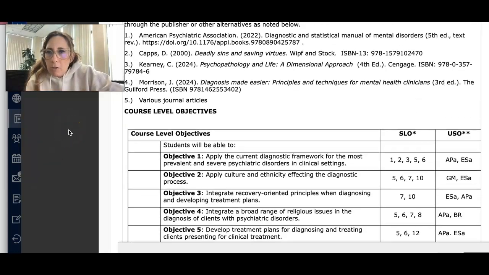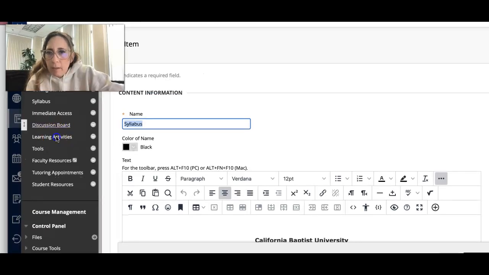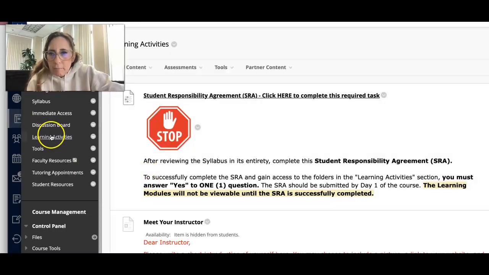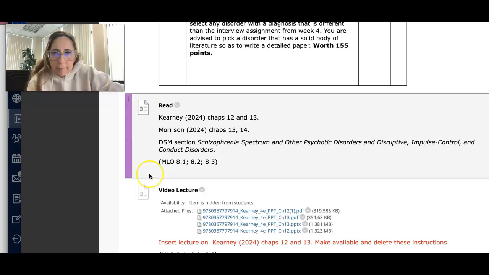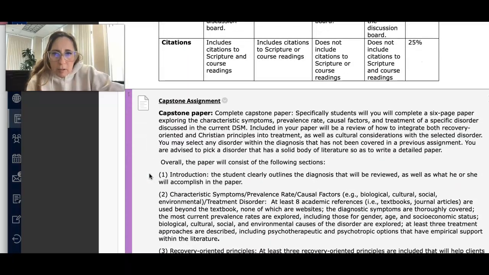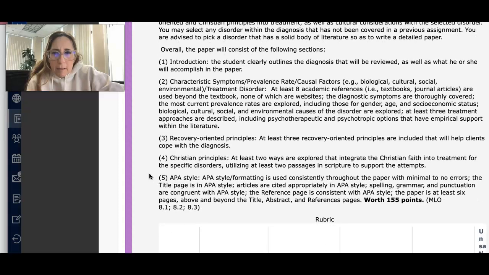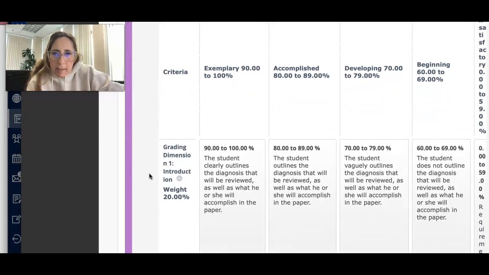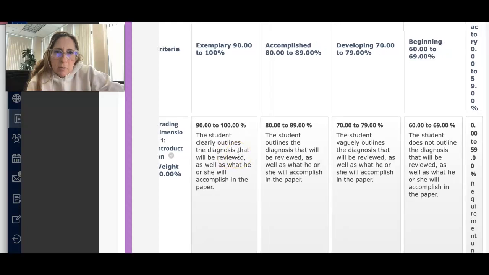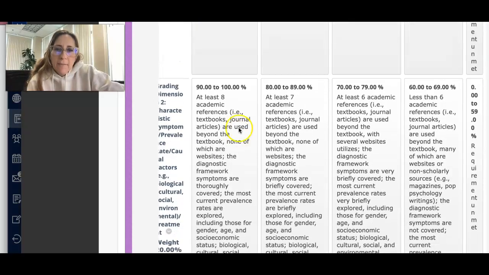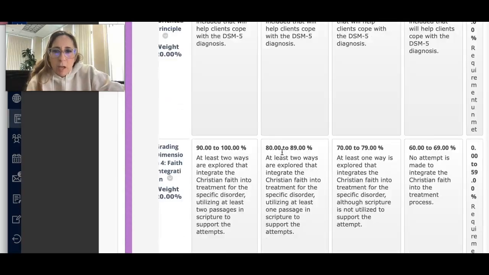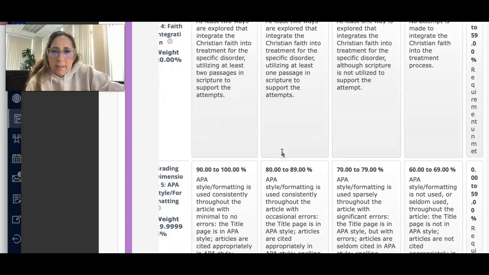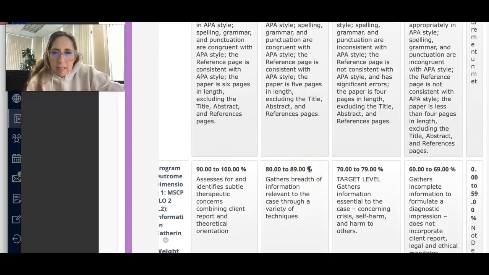Also, I want to go to learning activities, week 8. We don't have a discussion board, so you're just focusing on the paper, okay? Here is the rubric, and what this rubric does is tell you how we break down the grading, and we have to grade within the rubric for the capstone. So take a look at this. It will help guide you for your paper, what it looks like to get points in the 90 to 100%, 80 to 89%, things of that nature.